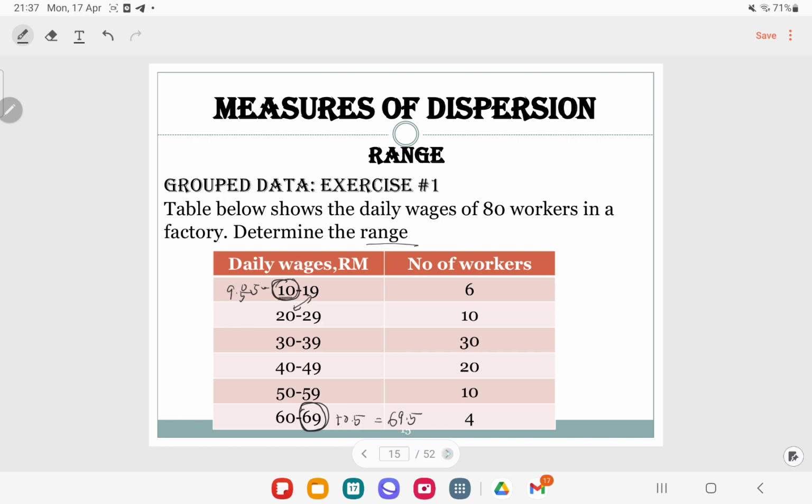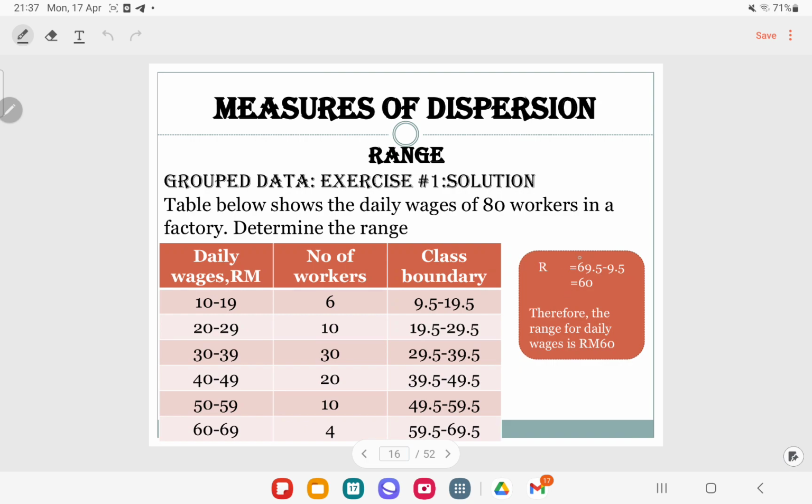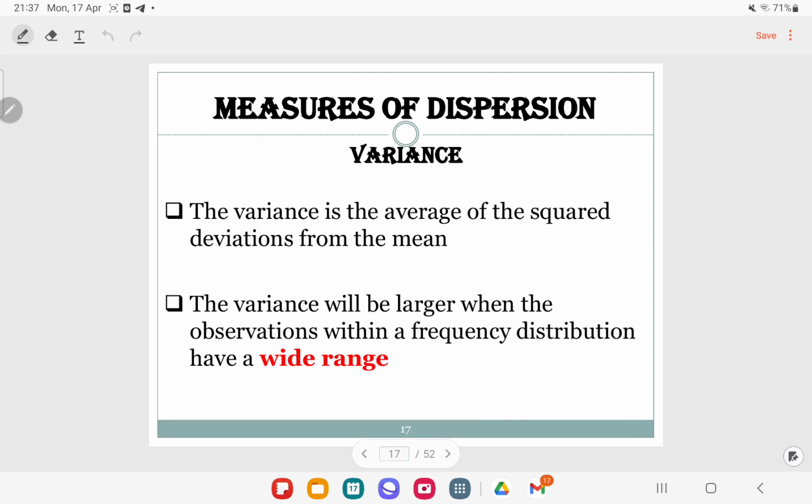Okay, so next you calculate the range value. 69.5 minus 9.5, we will get 60. So the range for the daily wages is 60 ringgit. Okay, next is the variance.